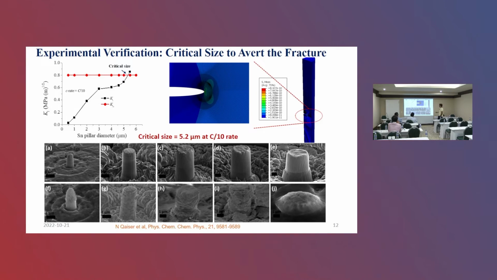Later, we also verified using experiments. We used FIB for this thin micropillar, and with the lithiation you can see how much the size is increasing because of this lithium ion insertion, or interstitial sites filling up. This volume, after some cycles of charging and discharging, needs to go away. Our experiments have proved that the theoretically calculated critical size of 5.2 micrometer was right at C/10 rate. That means tin is more stable than silicon at this moment because of creep relaxation. This was a major conclusion of our work.